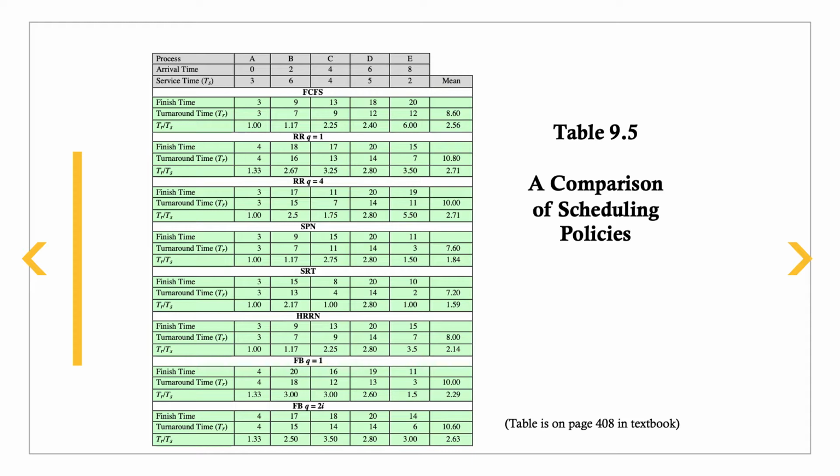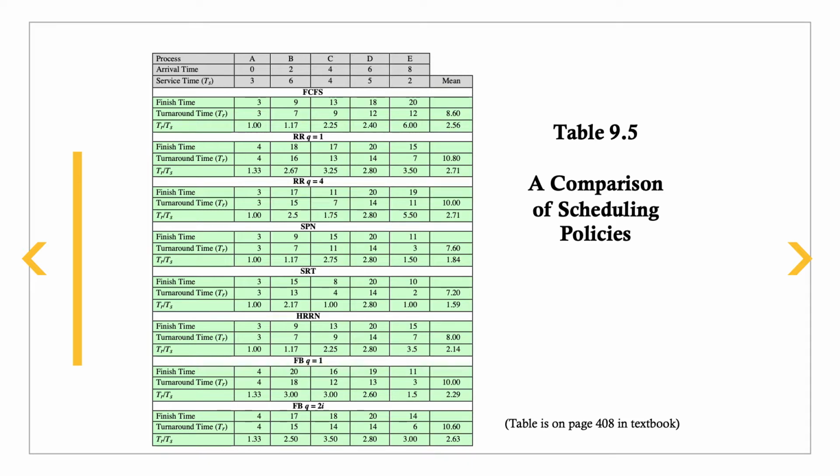For process C, we had a finish time of 13. The turnaround time, because it arrived at time 4, right, and finished at time 13, we've got a turnaround time of 9. That means when we divide those two, the turnaround time by the total service time, it's 2.25.